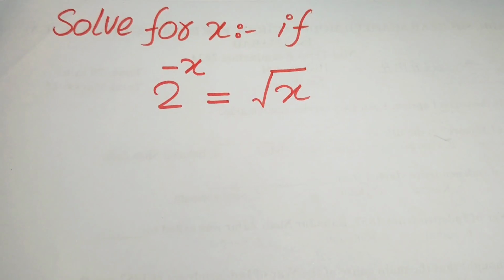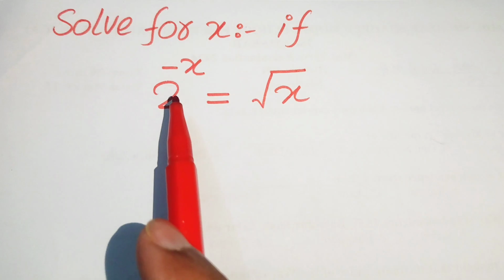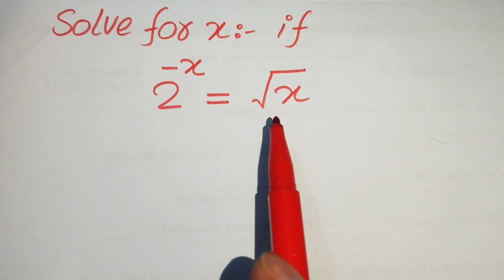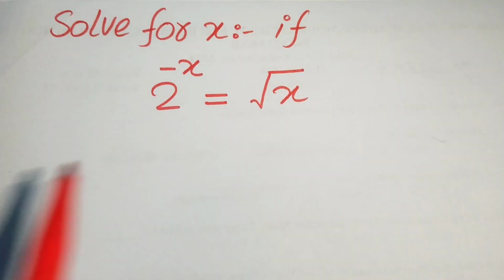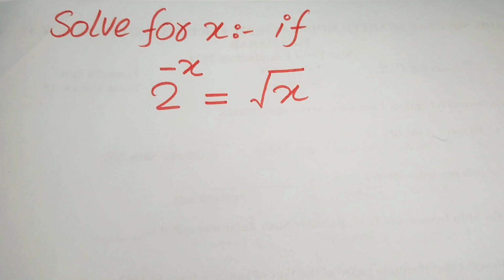Hello everyone, welcome to solve this nice exponential equation problem. Here we have 2 to the power of minus x equals square root of x, and we solve this problem for the values of x.